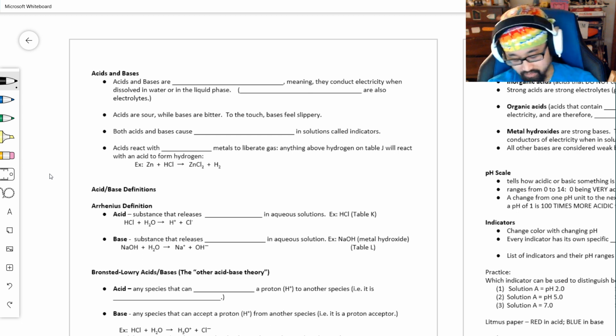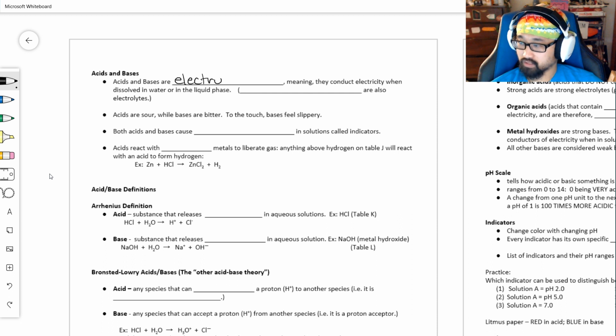What are acids? What are bases? So we'll talk about basic identification and some definitions here, but acids and bases on their own are electrolytes, which we've talked about before. Electrolytes are any substance that will conduct electricity in the liquid phase or when you dissolve them in water. So if you have an acid or a base dissolved in water, it's going to be an electrolyte. It will conduct electricity in some fashion.